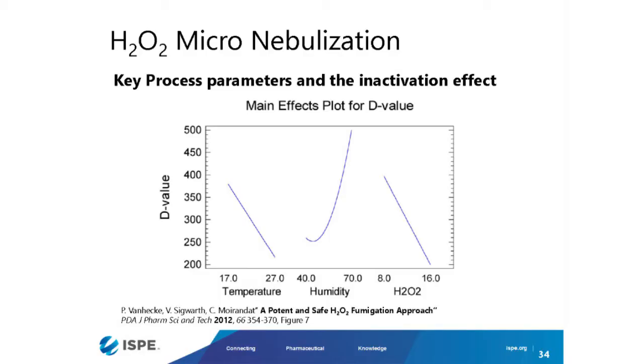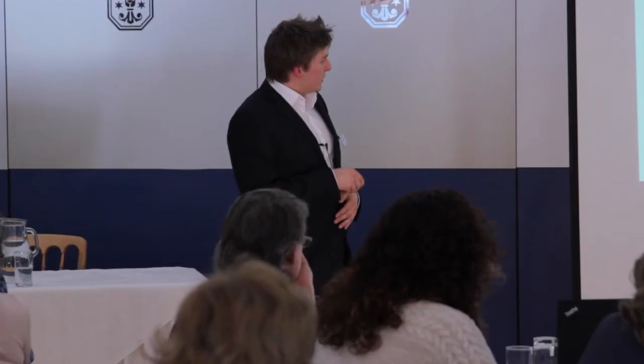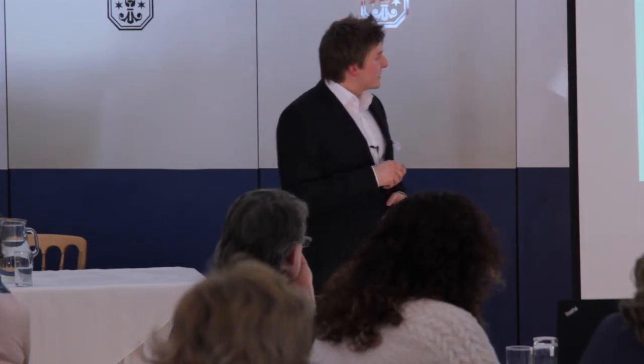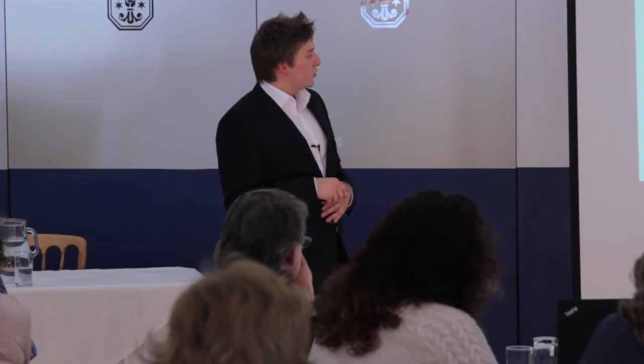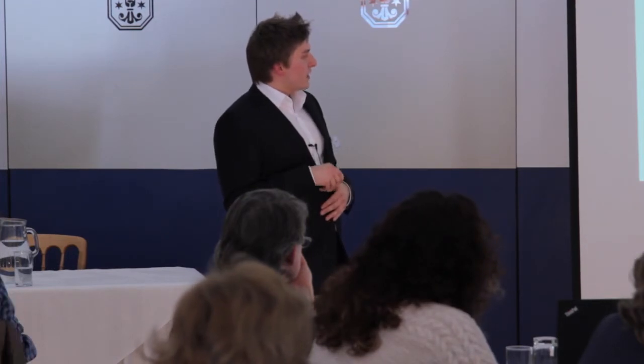We ended up with a relatively simple plot, which is quite easy to understand. We have 3 major parameters of our process. Here you can see the D value. This would be in seconds. So this shows the effect of those parameters on the cycle efficacy.